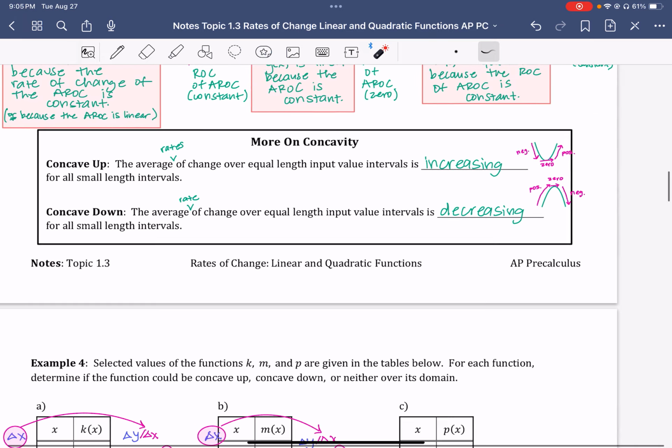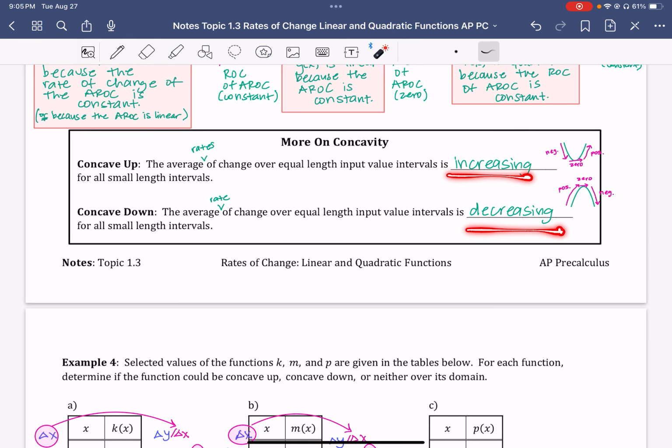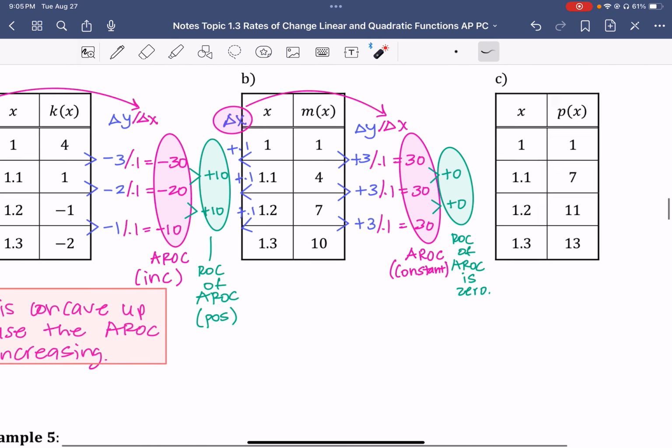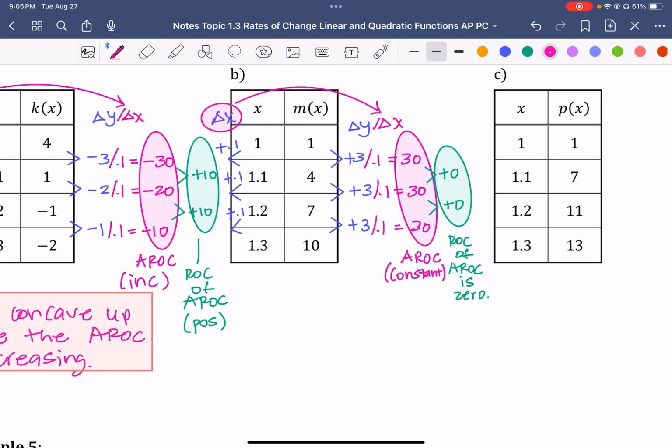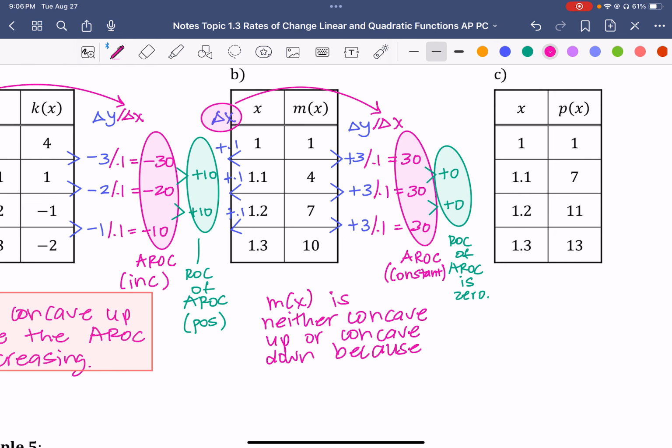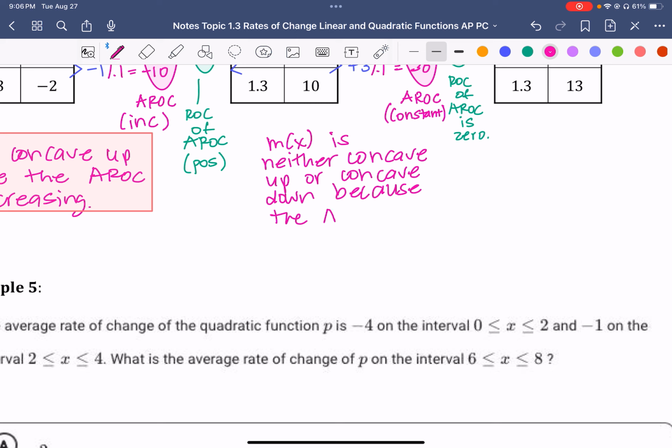Okay? And when we're talking about concavity, you only have two options. It's either increasing or decreasing. There's no option for constant, okay? It's either one or the other. So if this ever happens to you, that means that this table actually is linear, which means that it's neither concave up nor concave down. So we're going to say M of X is neither concave up nor concave down because the average rate of change is constant.